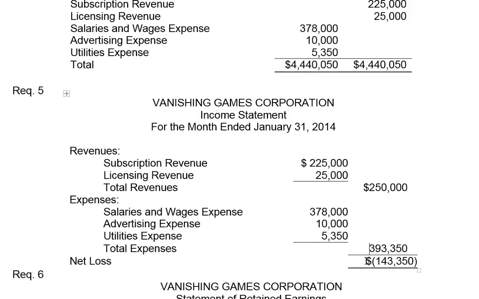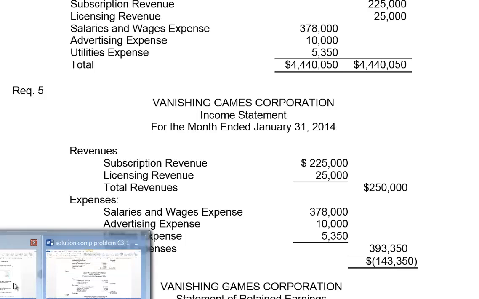$393,350. That will leave us with an ending balance of not income, but a net loss. Why a loss? Because our expenses exceeded our revenues by $143,350. This is not unusual for a company that's just starting business. Normally, when a business is just beginning in its infancy, we find that expenses will sometimes be greater than revenues. We don't necessarily know the situation of Vanishing Games Corporation moving forward.